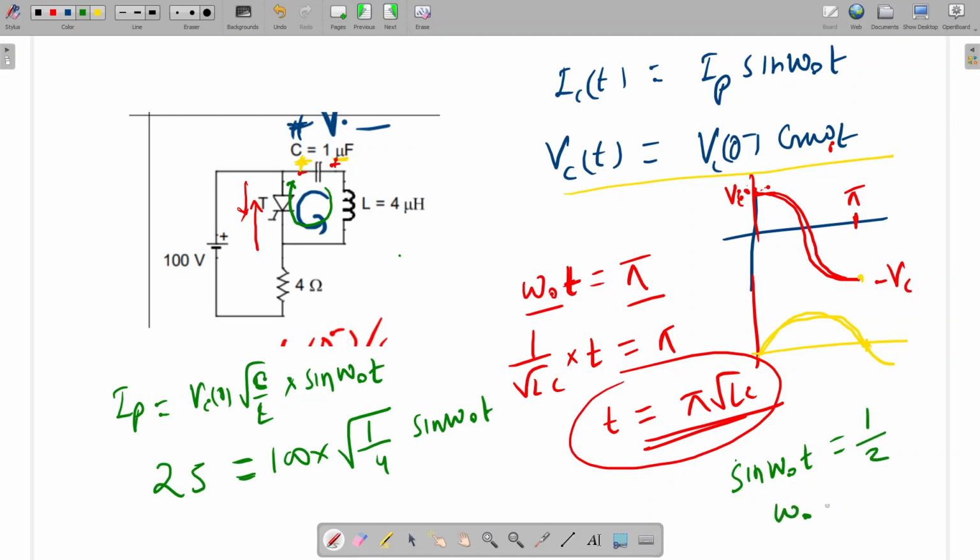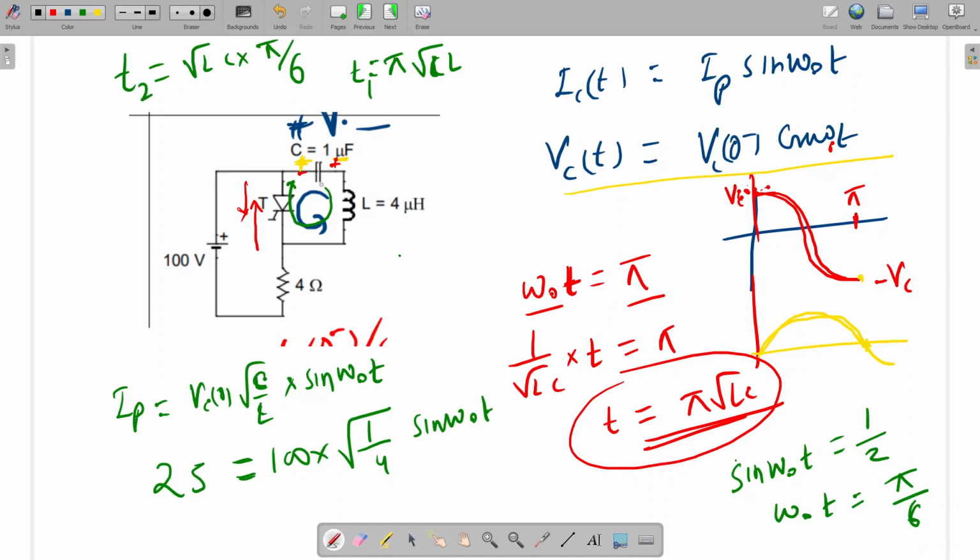So omega naught t is equal to what we can write? Pi by 6 we can write. Okay. This omega naught t will be pi by 6. So what will be the t value? Omega naught is equal to 1 by under root LC. So t will be under root LC into pi by 6. So first time is pi under root LC. So here two things are happening. First is T1, pi under root LC, T2 is under root LC into pi by 6.